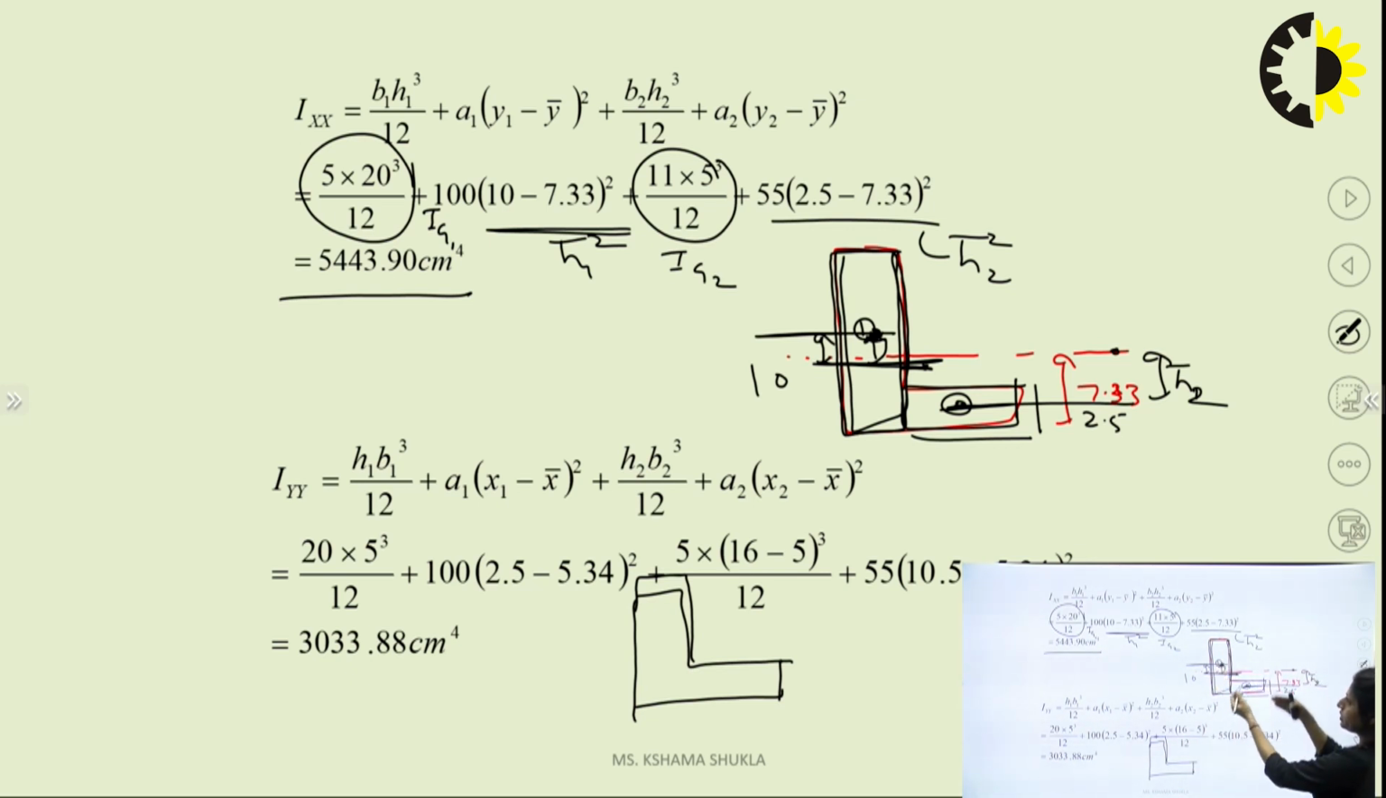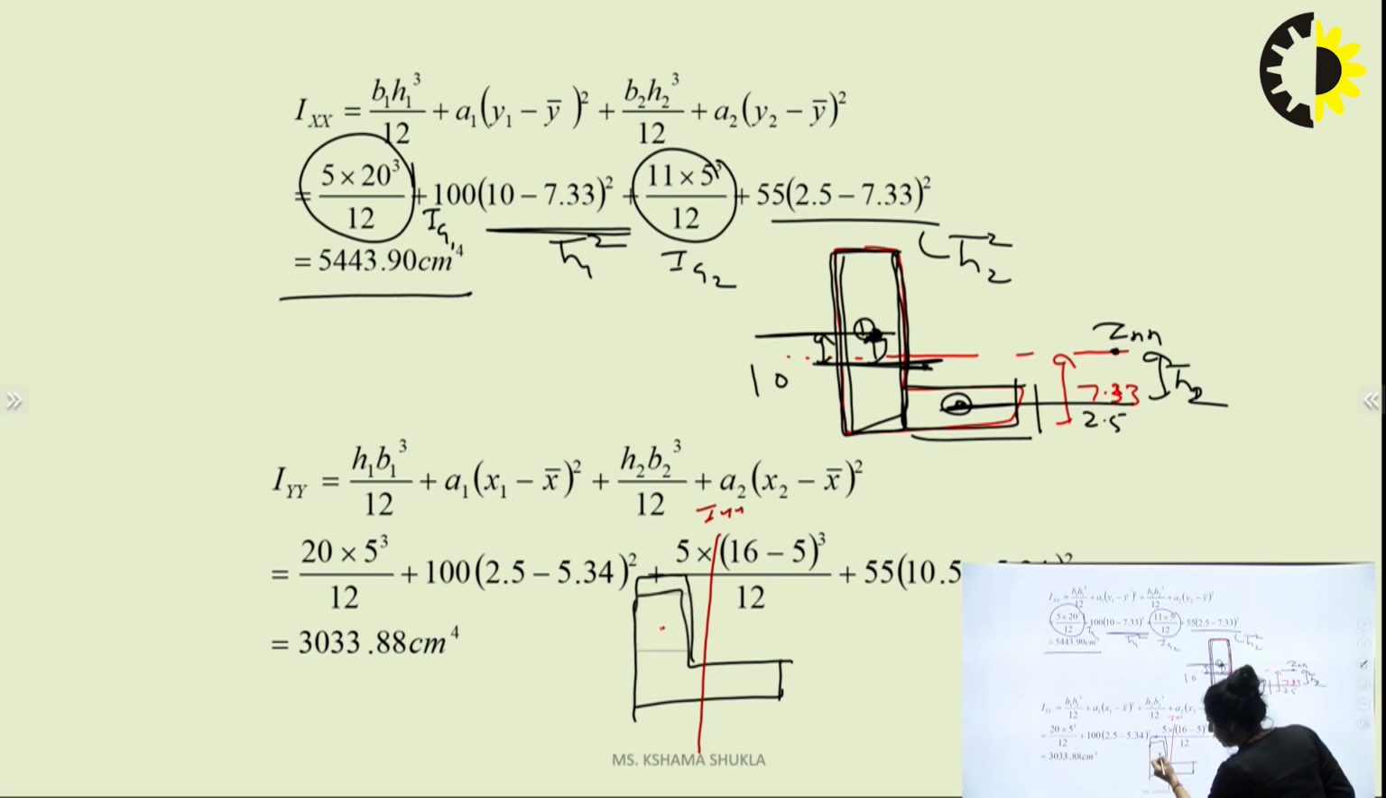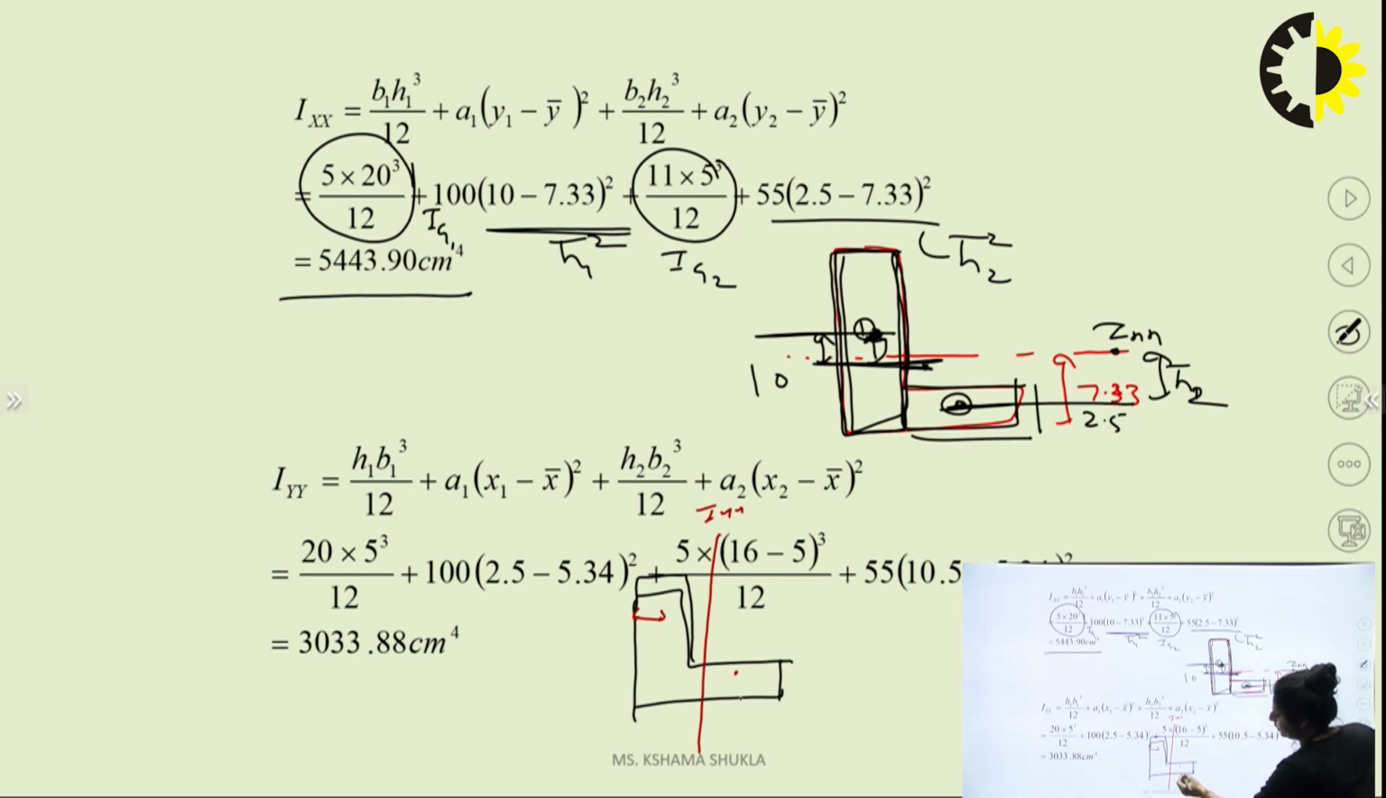In our previous step, we found the IXX value. Now I need to find out the IYY. So what do we need to show? We need to show only the YY axis. That is this, IYY. Simply, first we know that this is the CG of this section. The CG lies at 2.5 centimeter, and the CG of this lies here. What is 11 by 2? The value is 11 by 2.